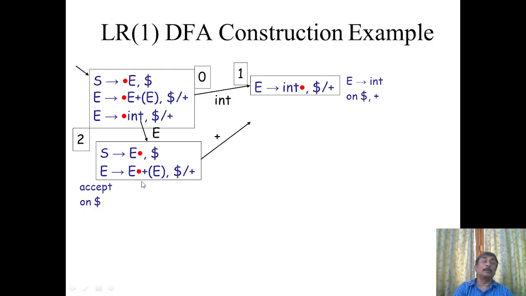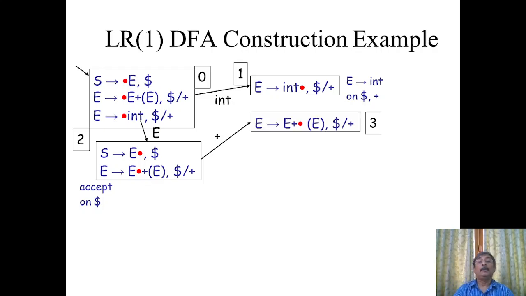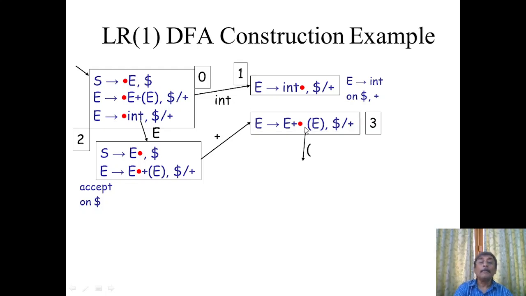Now, what are the go-tos now? Only plus, because dot precedes only one symbol, and that is a plus. So when it goes there, as I said, it goes across plus. So this does not change. Now from here, it can go past an opening parenthesis.